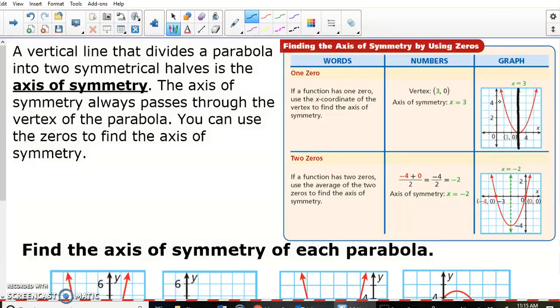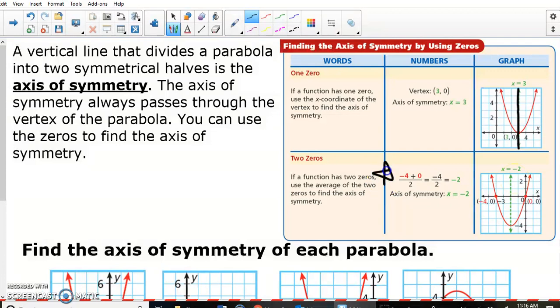Okay, now it's really easy if it's graphed like this, and you can pretty easily tell it's going to go through the vertex. There's only one zero, so it's really easy to tell on those ones. The ones where it may be a little bit more difficult to tell what the axis of symmetry is are when there are two zeros. We can kind of count over and see in some instances, but sometimes it may be a little bit more difficult.